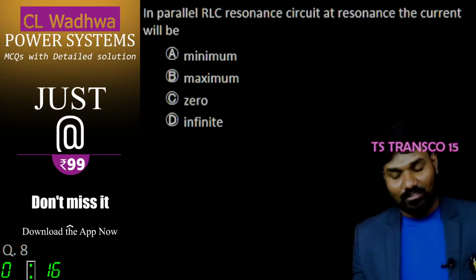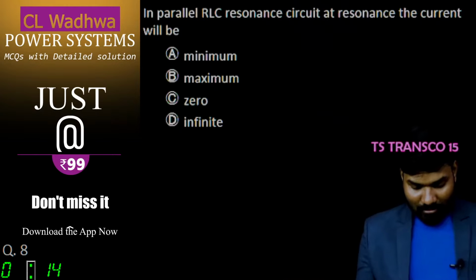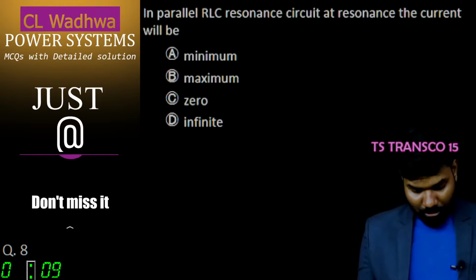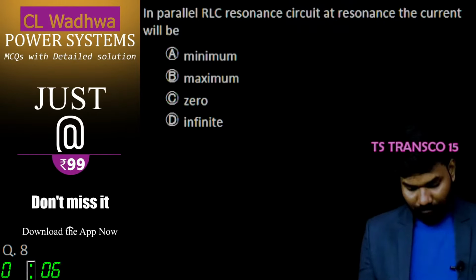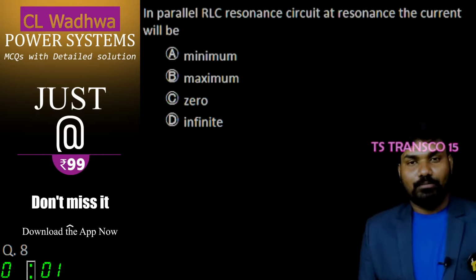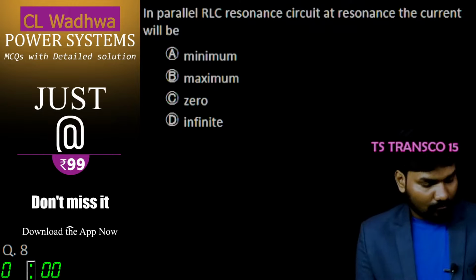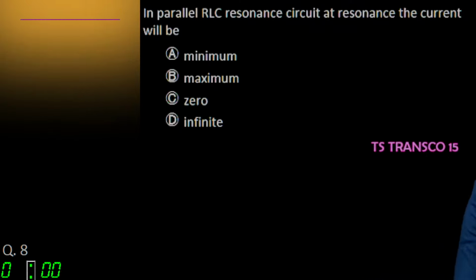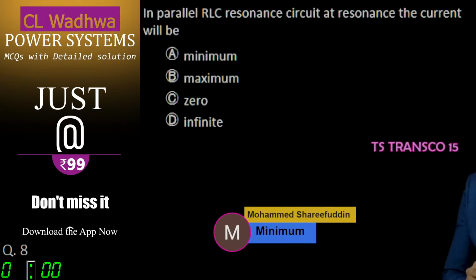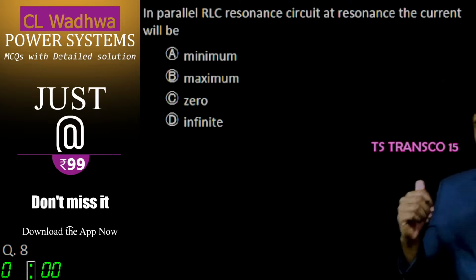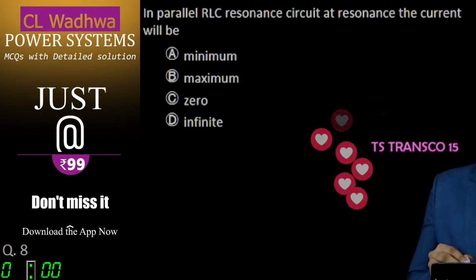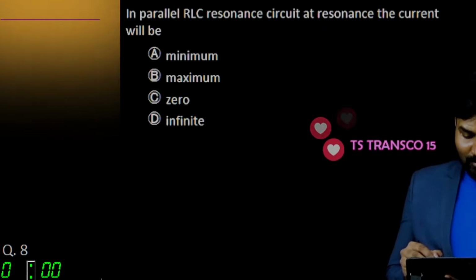Naveen, what happened to you, Naveen? You're marking it as something else. Naveen, check it out. Minimum. Muhammad is saying minimum. Okay, time's up. Yes, everyone, you're absolutely right, mostly, except few people. It's okay. Sometimes it happens.